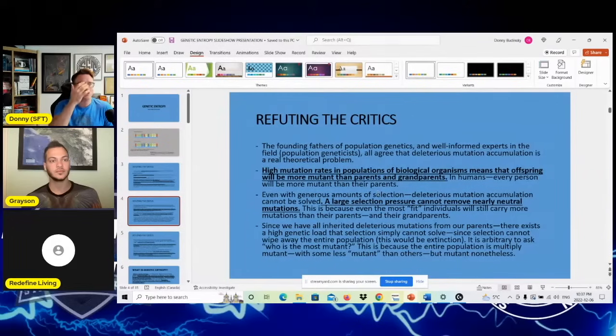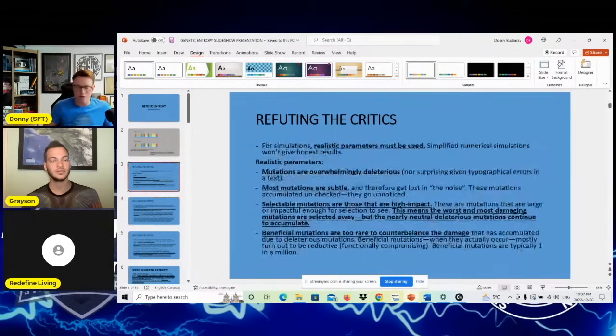And you're misrepresenting what Dr. Carter and Dr. Sanford are pointing out, because they themselves say that no matter what parameters you use, mutations are overwhelmingly deleterious. I actually confirmed this with Dr. Sanford himself. Most mutations are subtle, so they get lost in the noise. They are accumulated unchecked. They don't have to reach fixation. Not every single nearly neutral, low impact deleterious mutation needs to reach fixation. They just need to accumulate in the population.